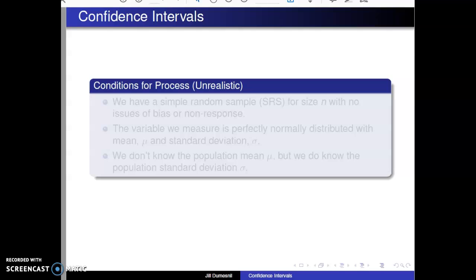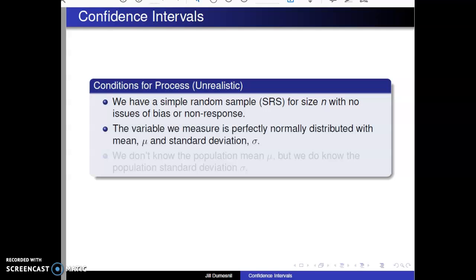The process for computing confidence intervals actually requires some fairly unrealistic conditions. First, we need a simple random sample of size n with no issues of bias or non-response. This condition alone is virtually impossible to achieve in practice.